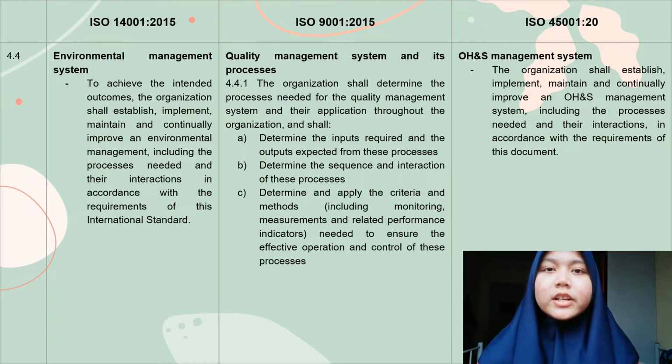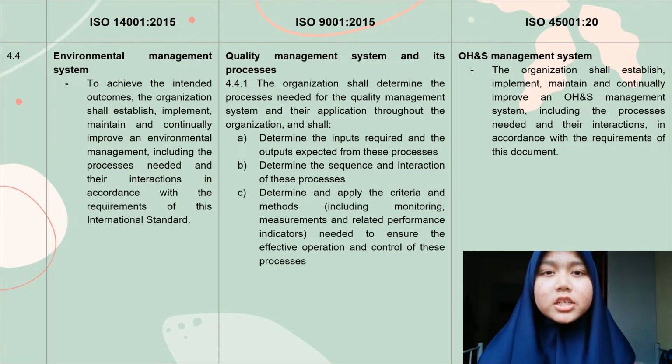Last but not least, what the organization should do to achieve the intended outcomes. Generally, the organization shall establish, implement, maintain, and continually improve all of these management systems, including the processes needed and their interactions in accordance with the requirements of this international standard.